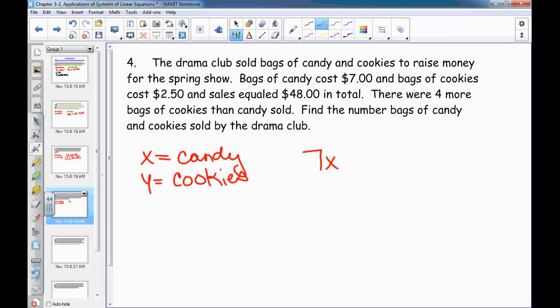And what does and mean? Bags of cookies cost $2.50. 2.5y. And that equals, how much did we spend total? $48, right? Now it says there are 4 more bags of cookies and candy sold.